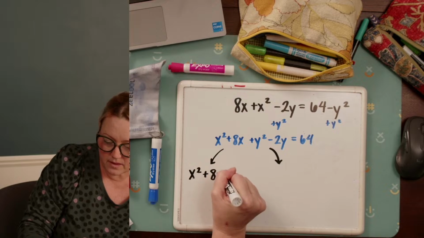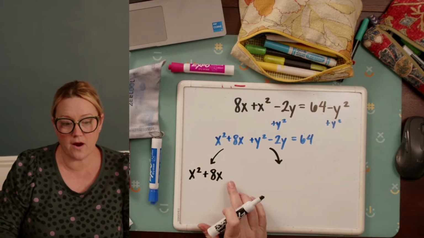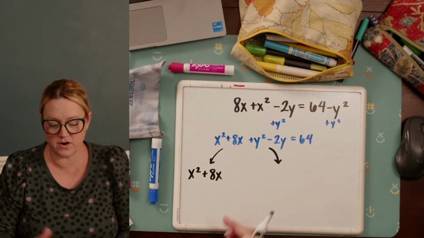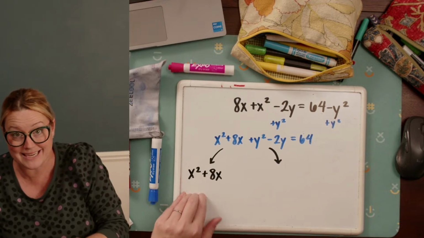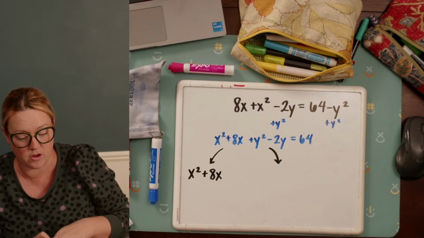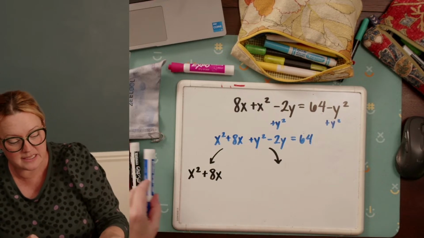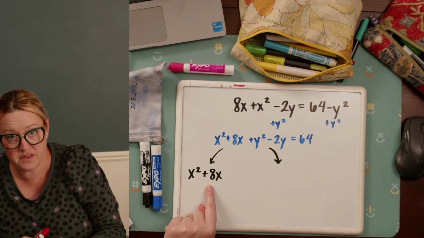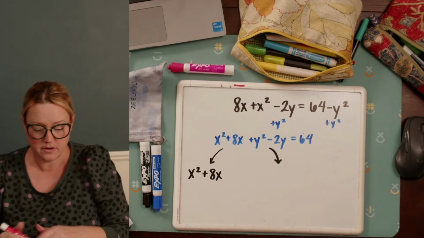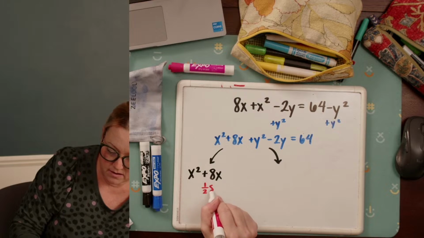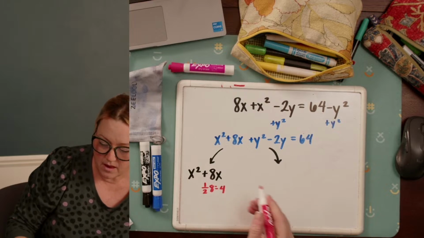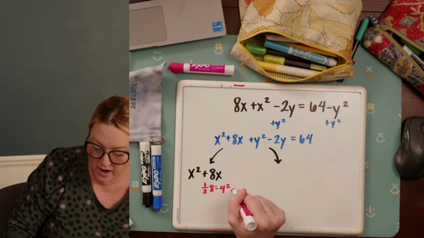To complete the square, I need to add something over here that makes it so I can make this into a perfect square binomial. The way that I do that is I'm going to look at half of this number, which is 4. So I take half of this, 1/2 of 8, which is 4. 4 squared is what I want to put there.